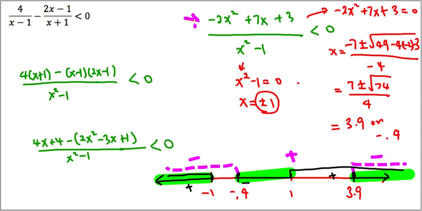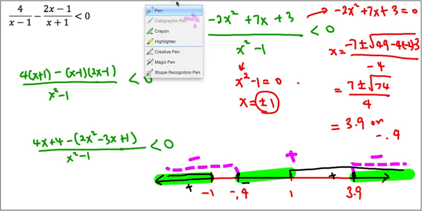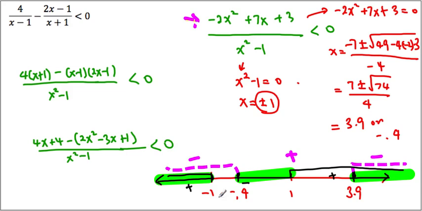We just have to check up on the endpoints. If you plug in -1, you will realize that it's not going to be accepted because it's not defined, so it's going to be an open circle. So is this one. If you plug in -0.4, you will realize that it will make the numerator equal to 0. But that's not what we're looking for. We are looking for something that's less than 0. So it's not going to be included here. So is this one.